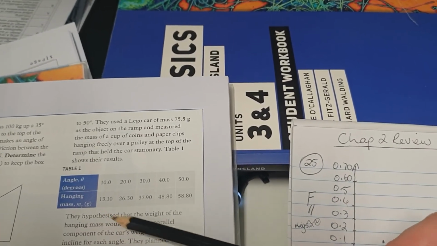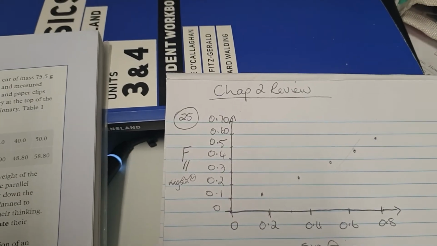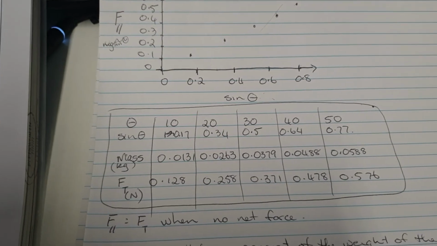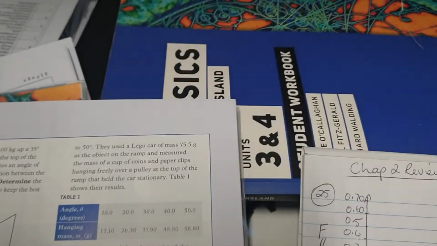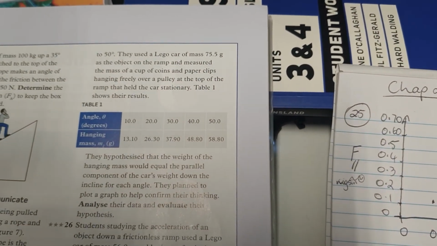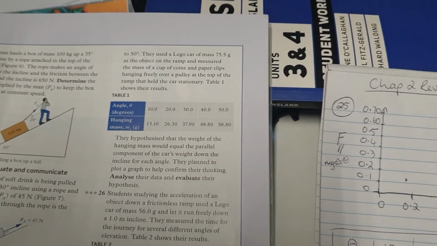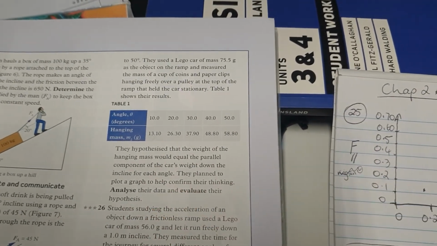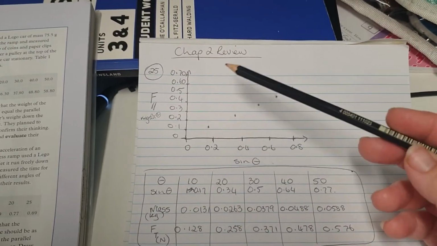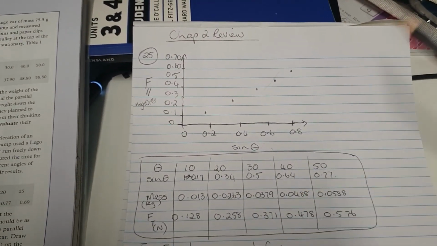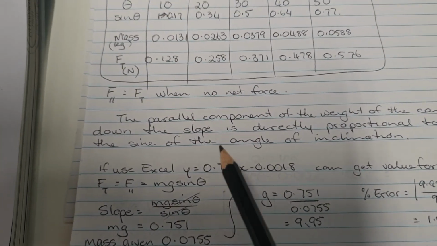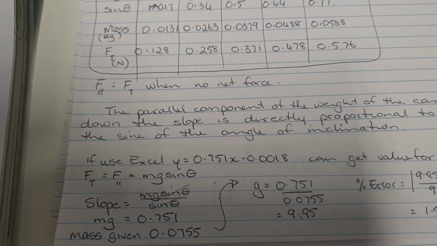It should have been they hypothesized something else to get that. Because this, the parallel component of the weight down the slope is directly proportional to the sine of the angle, does not match their hypothesis. So I think that's just a mistake that's in the text again. But if you're asked to analyse and evaluate their hypothesis, presuming the hypothesis is not this one, you would be able to make a graph, find out what kind of relationship is involved. If you're using Excel, then you're going to get the equation as well. So you can work out a value for one of the givens.